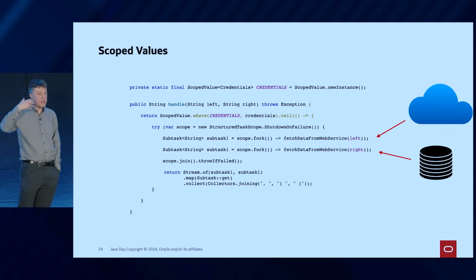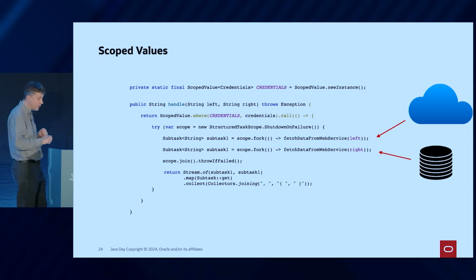If they were to attempt to get the value of the credentials, they will get the value of the credentials that was set by that where method. There's inheritance of scope values into the subtasks, and that's a very, very powerful thing to do.